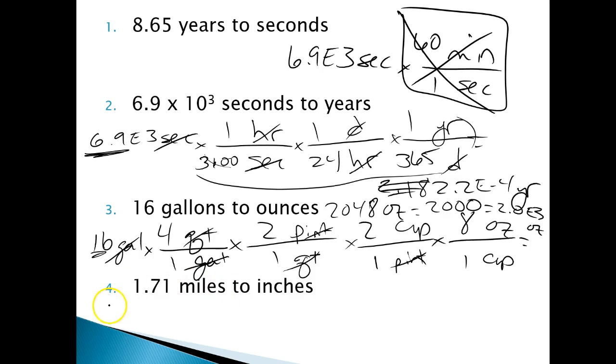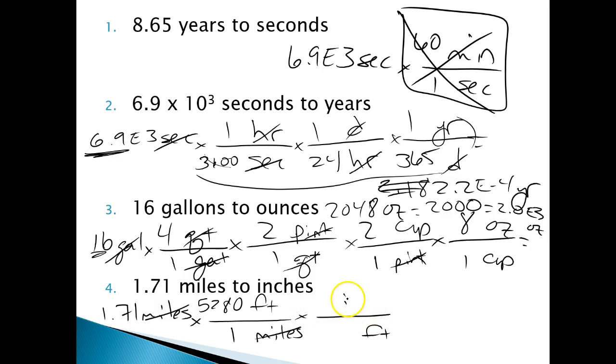Okay, this one, 1.71 miles. And again, look back at that chart. Miles on the bottom to cancel out, and I would just go straight to feet. You can go to yards if you want. But 1 mile is 5,280 feet. Miles cancel out. Feet on the bottom, inches on top. 1 foot, 12 inches. And you're multiplying. And you get 108,345. This has 3 sig figs, so we're going to call it 108,000 inches.